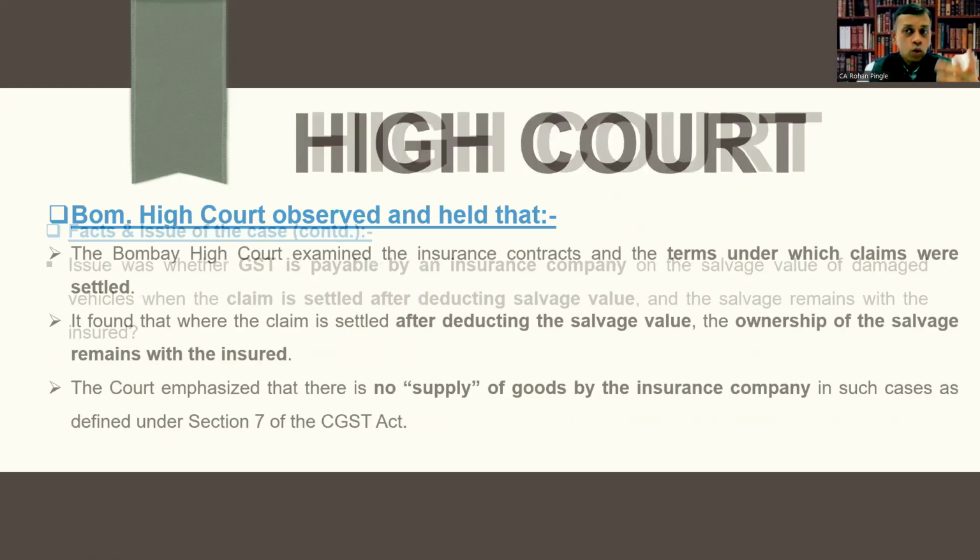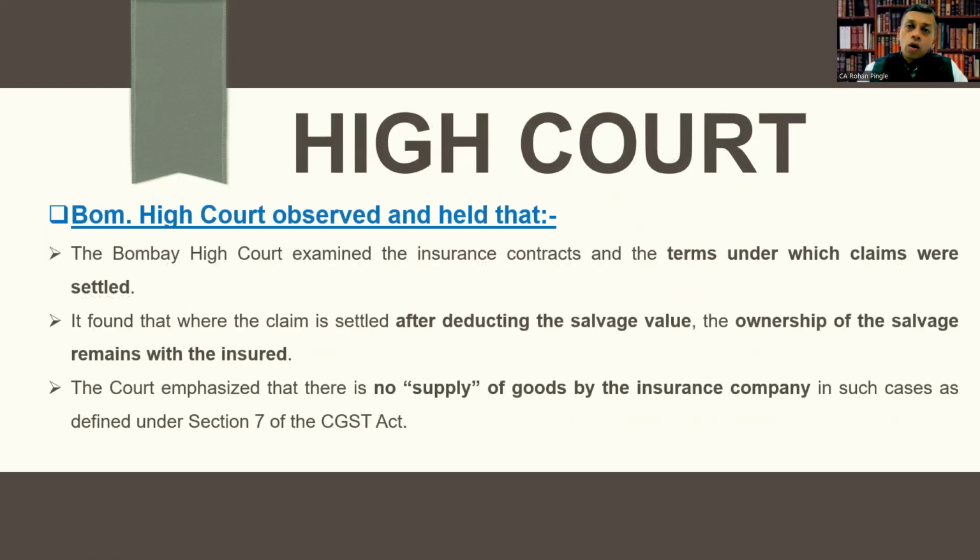Let's see what the Bombay High Court observed and held. The Bombay High Court examined the insurance contracts, okay, and the terms under which claims were settled. Very important. We have to examine such contracts if made and understand the terms of it whenever we are going to defend any case for our clients or any other.